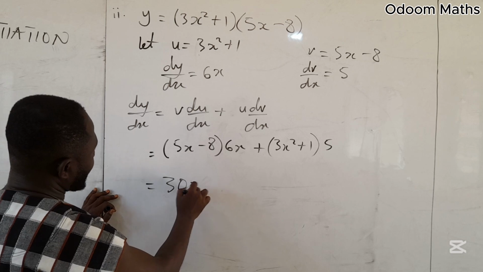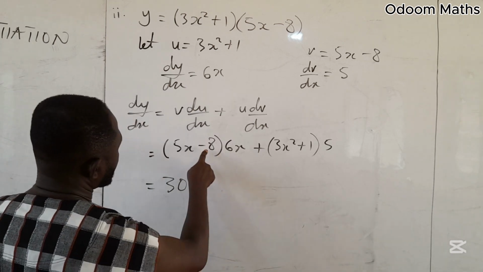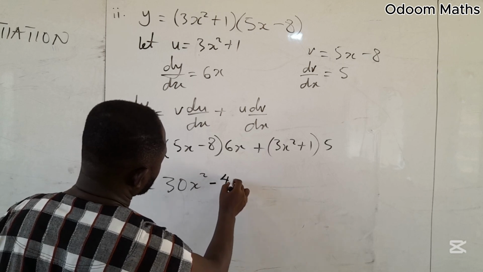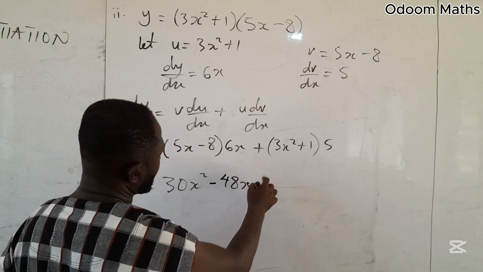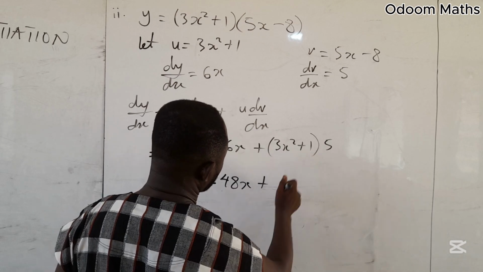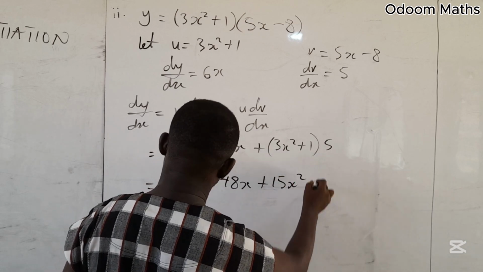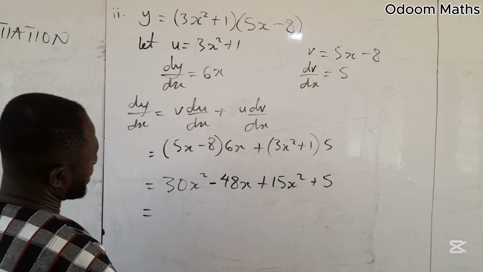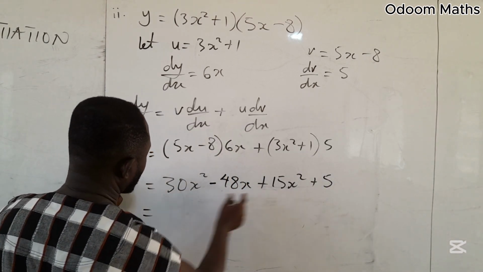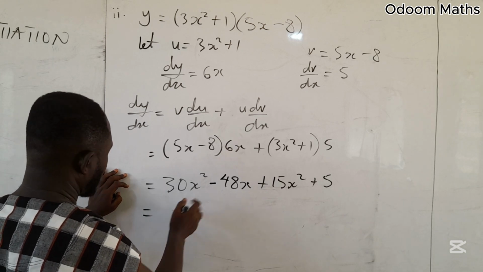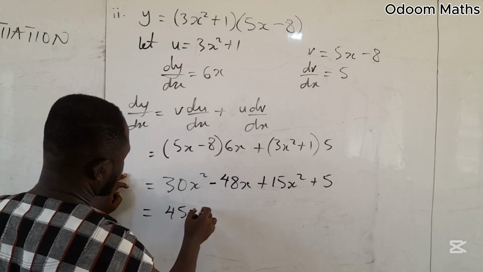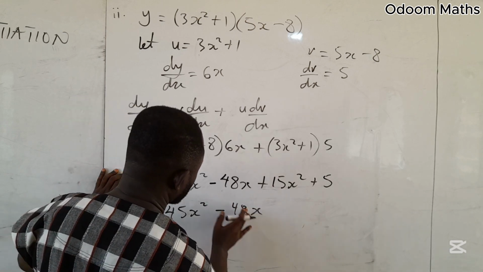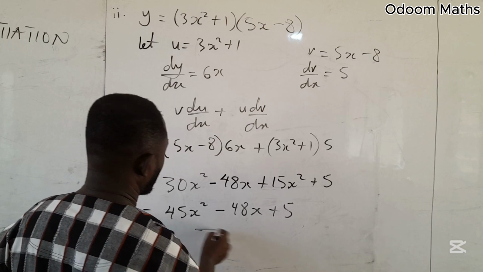This and this becomes 30x squared. Then negative 8 times 6 is also minus 48x. Then we are here plus this and this becomes 15x squared, plus this and this becomes 5. So this and this can be added. That's going to be 45x squared, then minus 48x plus 5 as the final answer.